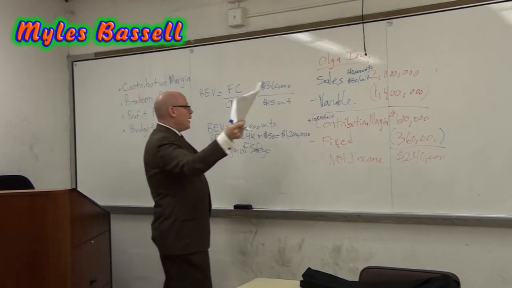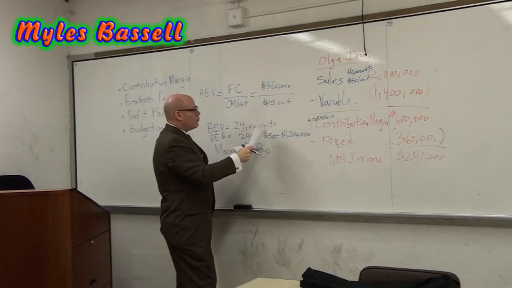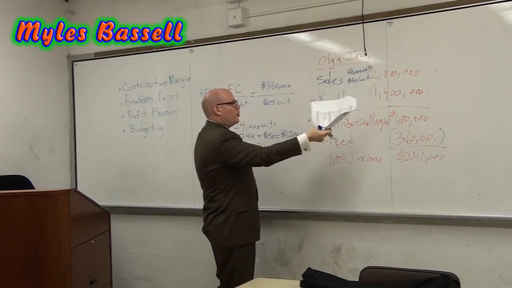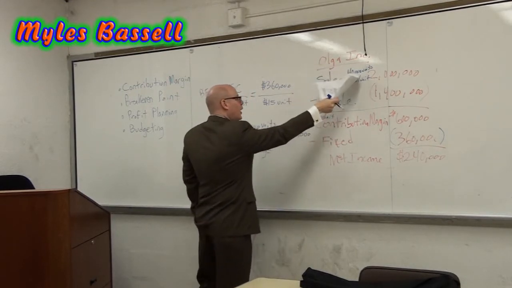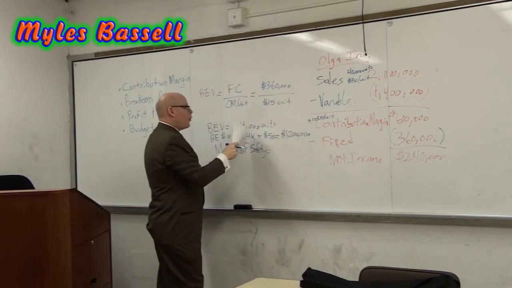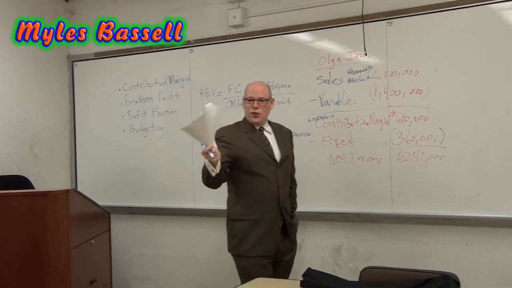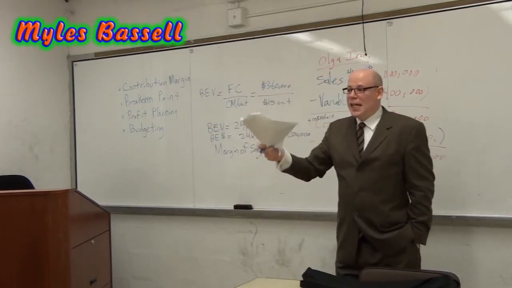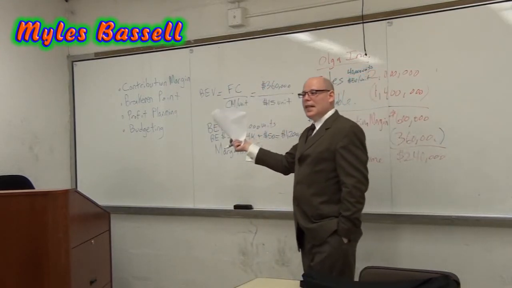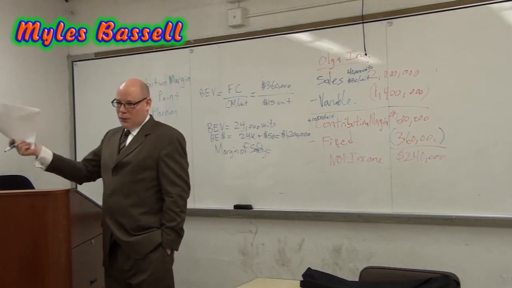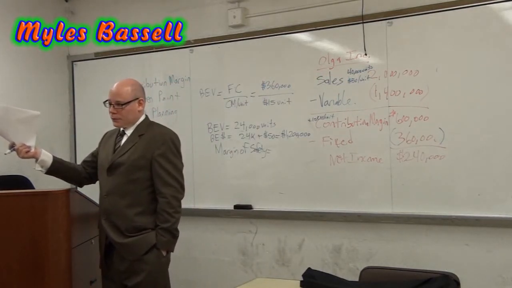So Greg was saying that if we sell less than 40,000 units, we could still be profitable. But the difference between the 40,000 units and the 24,000 units, 16,000 units, is the margin of safety. We could sell 16,000 fewer units next year and we would break even.